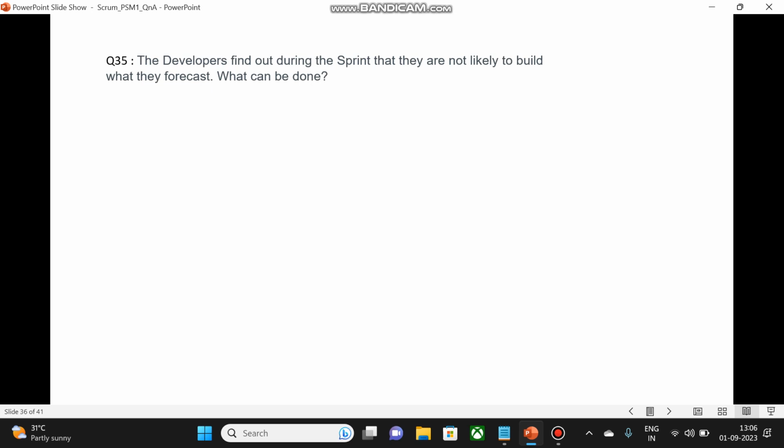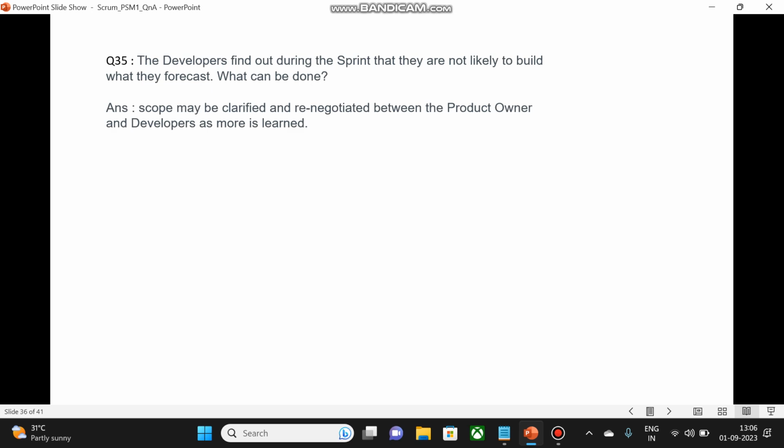Next question. The developers find out during the sprint that they are not likely to build what they forecast. What can be done? So let's check. So scope can be clarified and renegotiated between the product owner and developers as more is learned. So the developers can reach back to the product owner and they can redefine the scope and filter out what things can be delivered in the Scrum sprint. So there is no need to panic if something is not going to be delivered. Those things can be highlighted to the product owner.